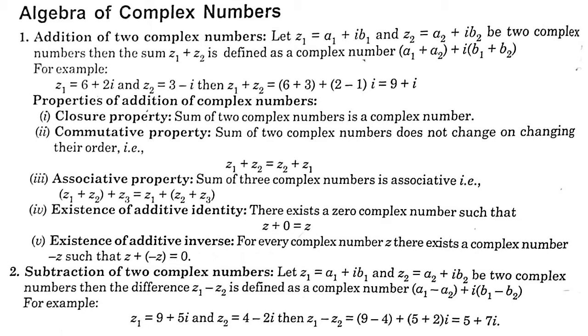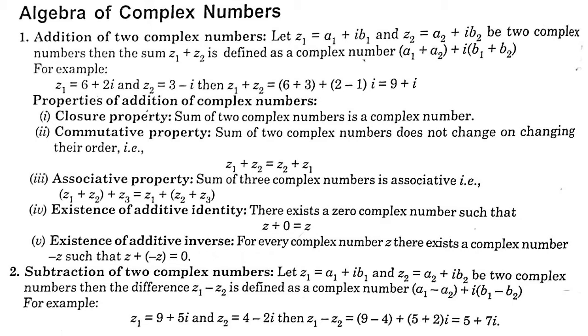Sum of two complex numbers is a complex number. If you are adding, z1 plus z2 is equal to z2 plus z1. Commutative property: the sum of two complex numbers does not change on changing their order, right? Means z1 plus z2 is equal to z2 plus z1. Associative property: the sum of three complex numbers is associative, means z1 plus z2 plus z3 is equal to z1 plus z2 plus z3.